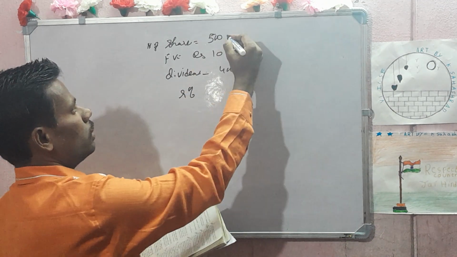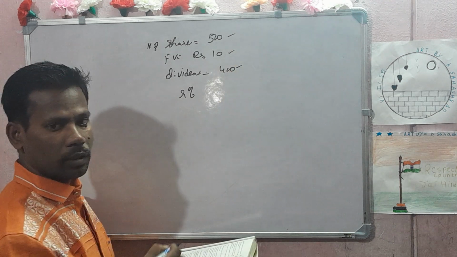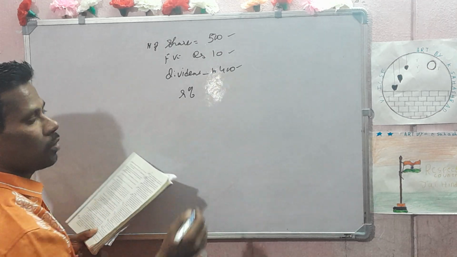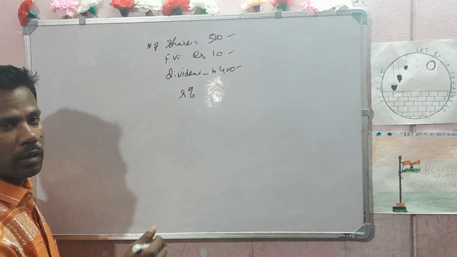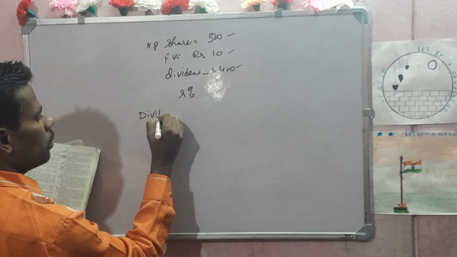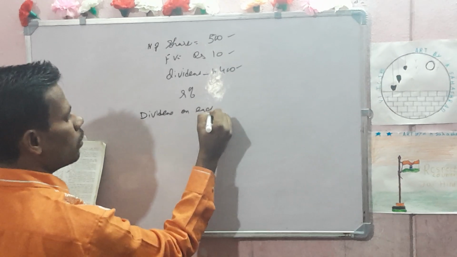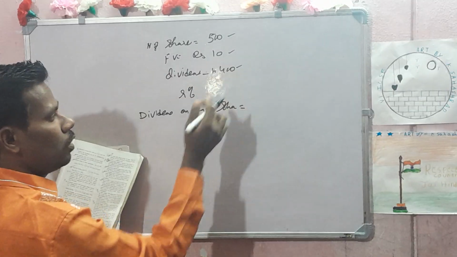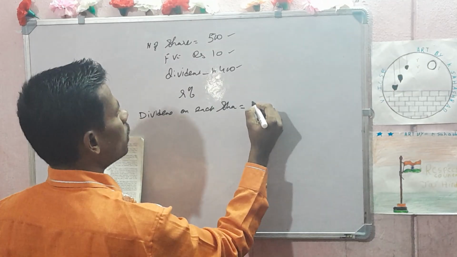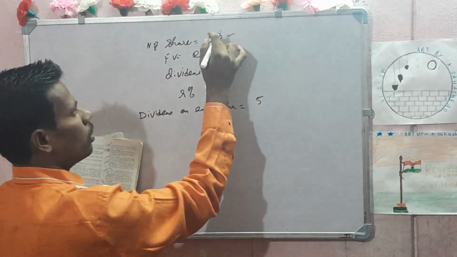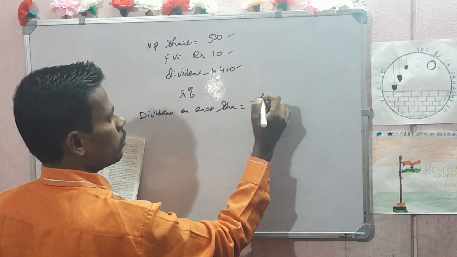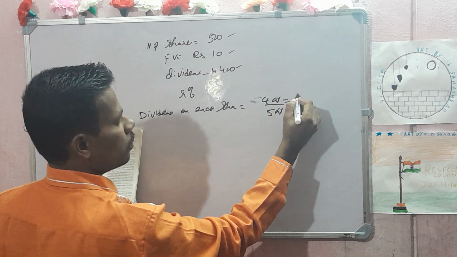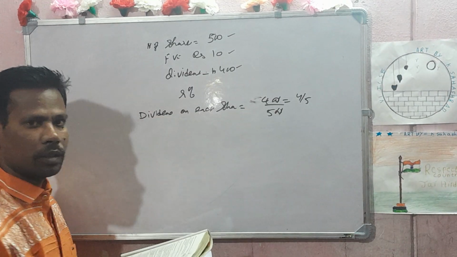So here, what are the given conditions? Number of shares, face value, dividend is given. This dividend is for 500 shares. So dividend on each share: 500 shares, dividend is 400. So for one share, how much? Dividend on each share is equal to total dividend, 400, by number of shares, 500. That is 4 by 5. So dividend on each share is 4 by 5.